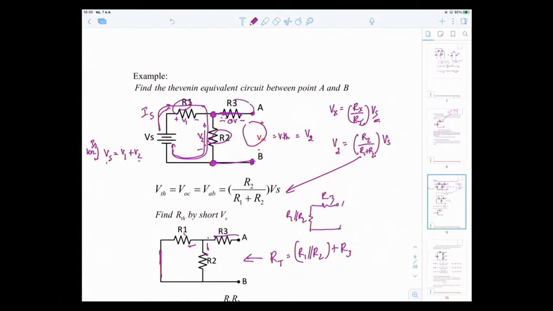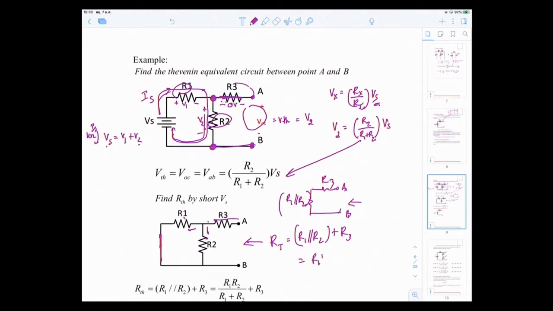R3, looking into AB. So R3 in series with R1 parallel R2. So it becomes R1 times R2 over R1 plus R2, plus R3. This is your R total. So you get your RTH. So RTH equals R total.